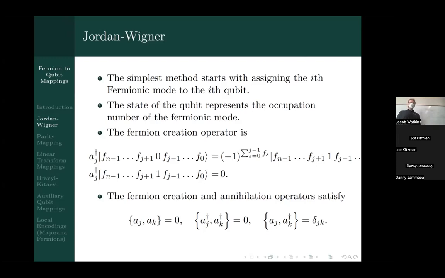The fermion creation and annihilation operators anti-commute. For those who are a little unfamiliar with anti-commutators, this means that a_j times a_k equals negative a_k times a_j.